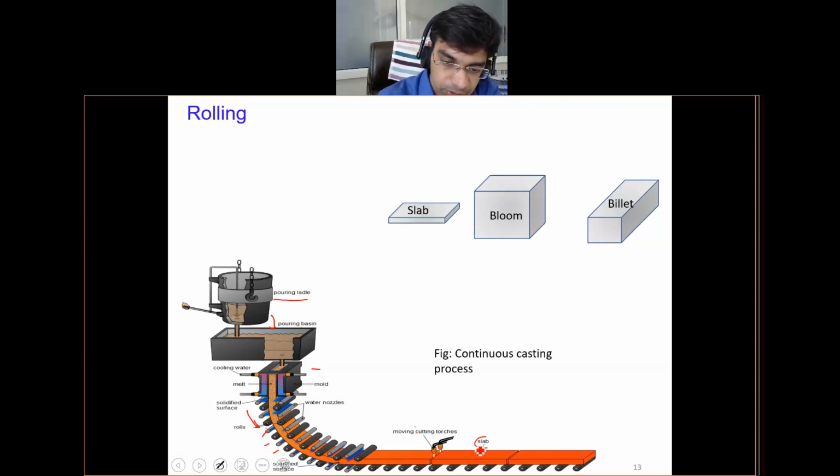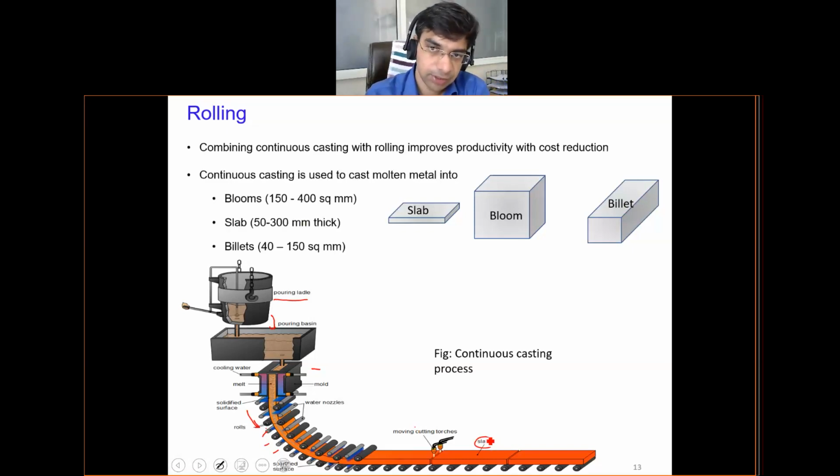lengths known as slabs. So basically three types of products are generally made using the rolling process, which are termed slab, bloom, and billet. What is important here is to see the dimensions of these different products. So why is this cut in suitable lengths? This is basically to make it suitable for transportation or assembly. So generally these are cut in suitable length.